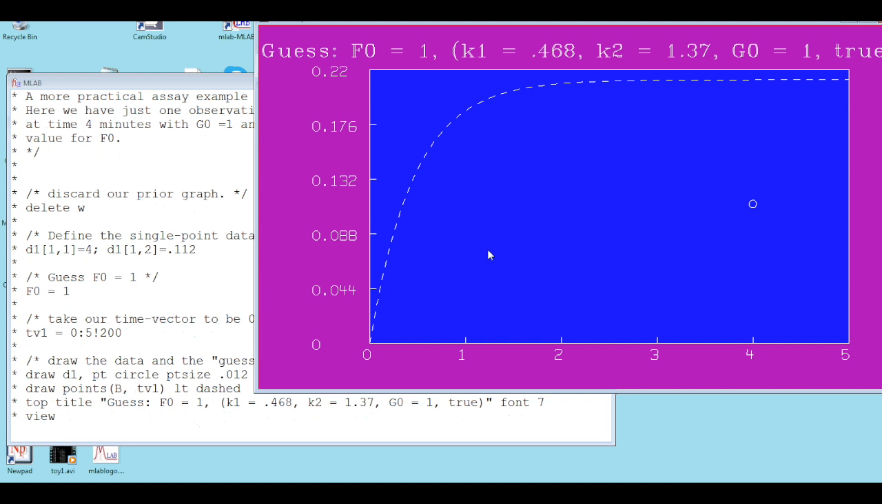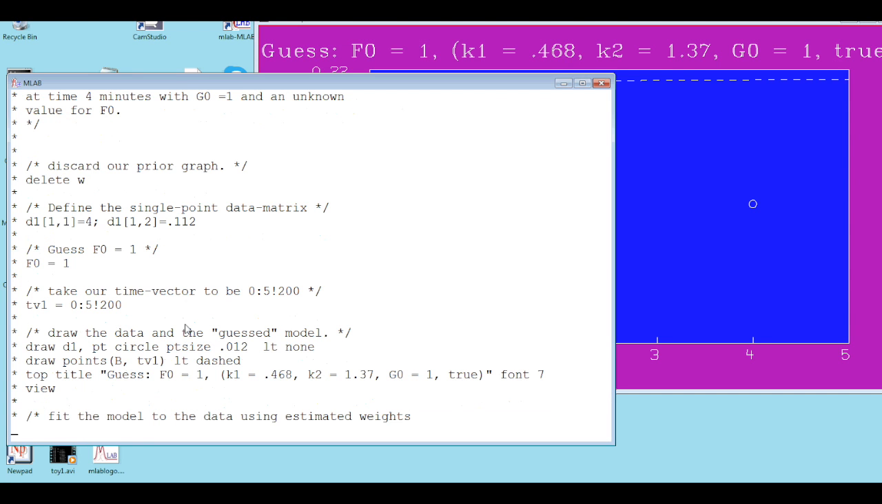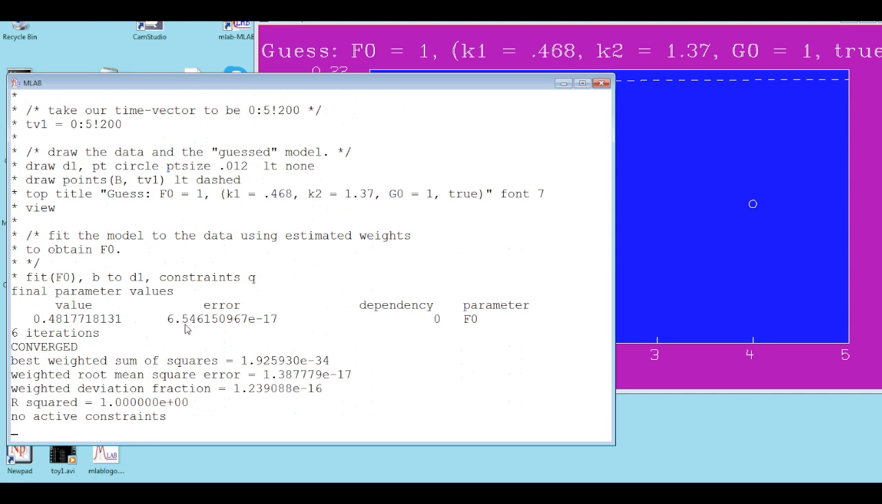And here is the picture. There's our single data point, and this is our curve that we think we have if we have these values for all the parameters. Certainly not the truth at all. And we're going to try to find out how much F0 we really did have. So we come over here and we fit the model. Again, same idea, this fits F0 again. But this time we compute the true unknown amount we started with, which is 0.48 something.